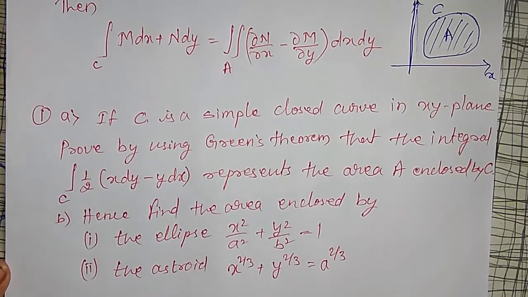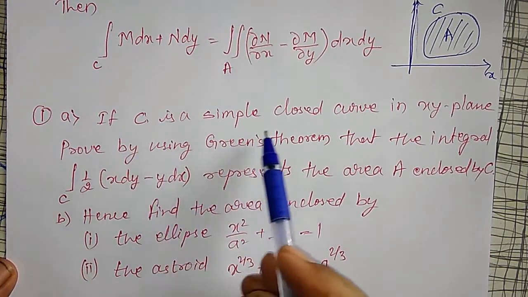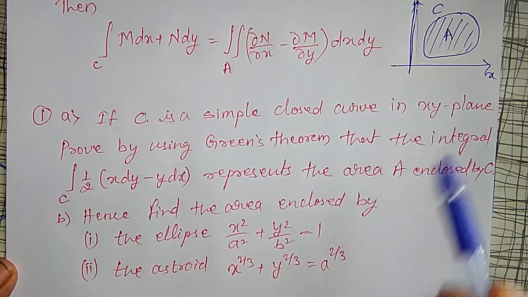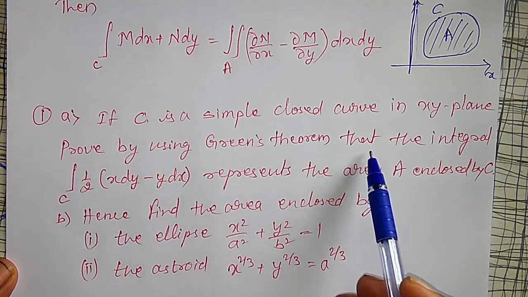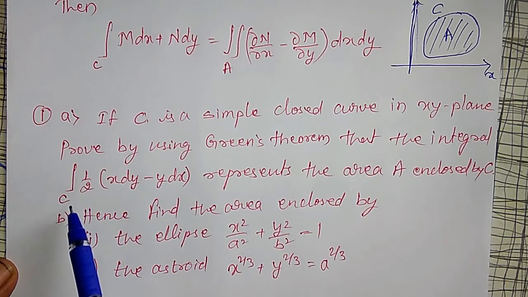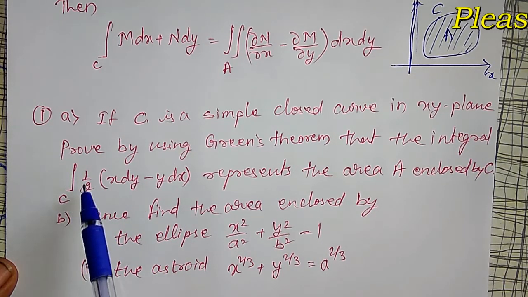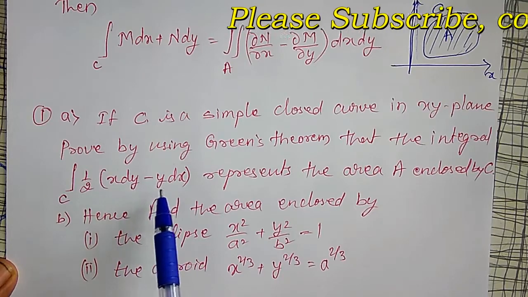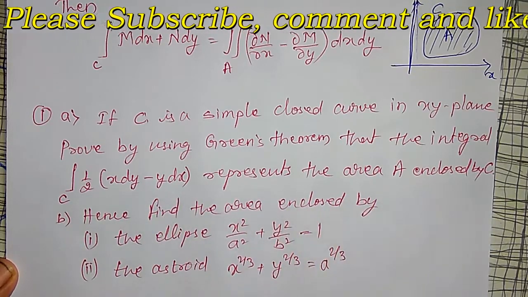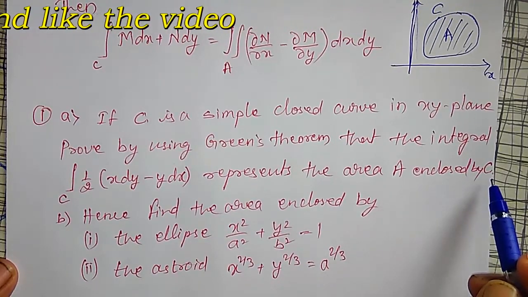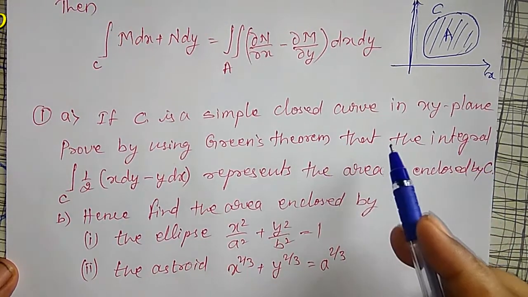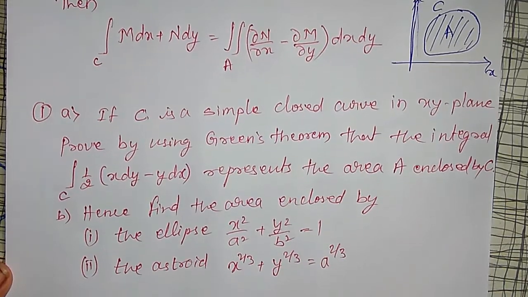First example I will consider here. If C is a simple closed curve in the xy plane, then prove by using Green's theorem that the integration over the closed curve C of 1 by 2 (x dy minus y dx) represents the area A enclosed by C. I will prove the first part first, then I will go for the second part.